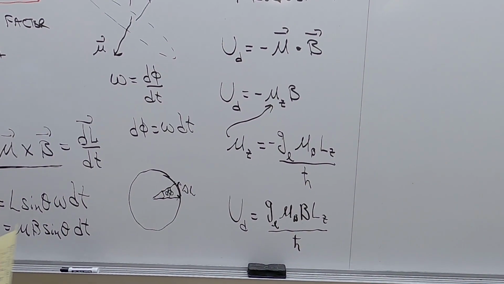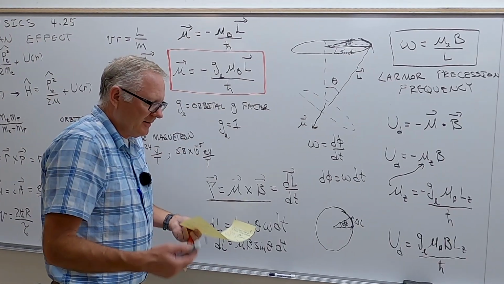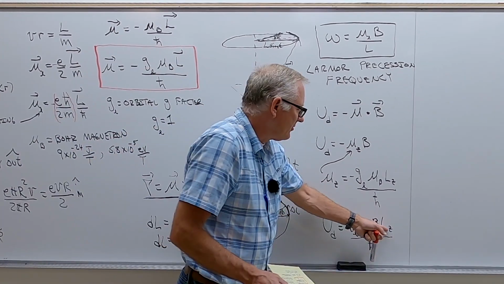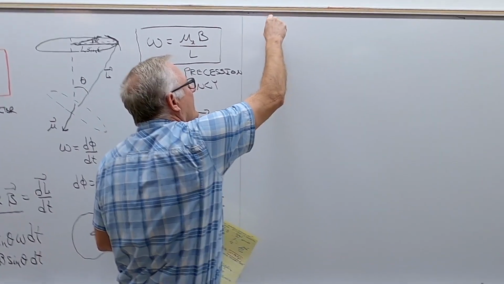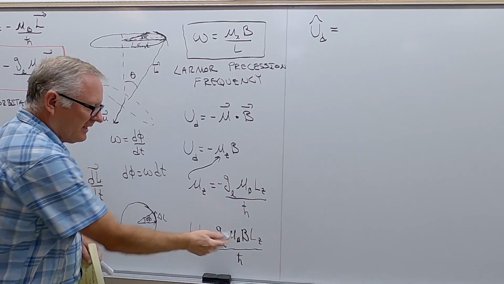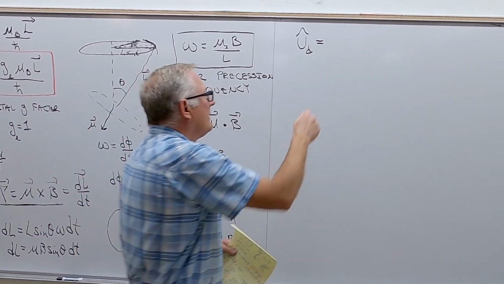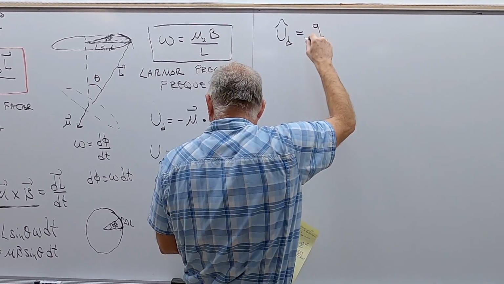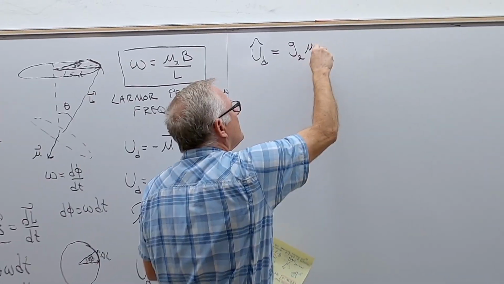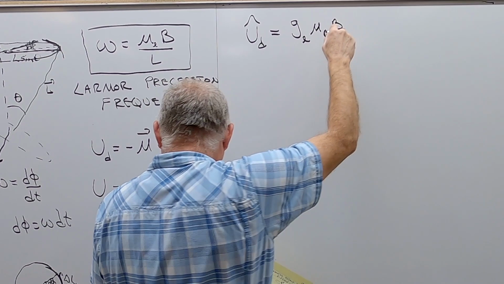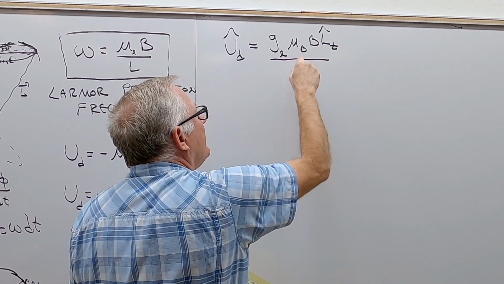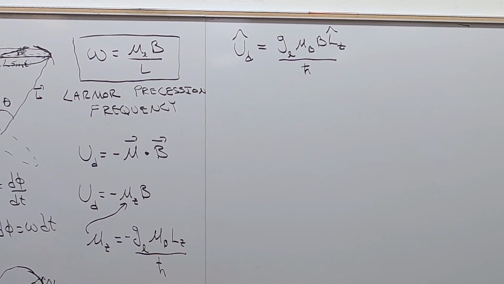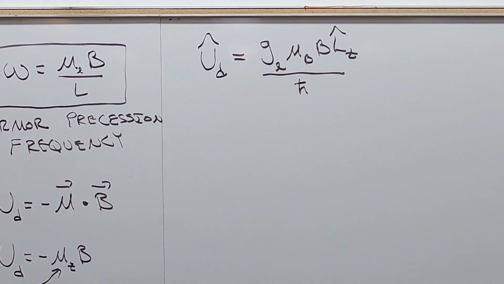So there is the energy associated with that. But for our case right here, we want to find out the energy, and this is an operator, so I can just turn this into an operator. U_D operator is just equal to this with an operator over here: g_L mu_B B L_z all over h-bar. Okay, so there is my energy operator.